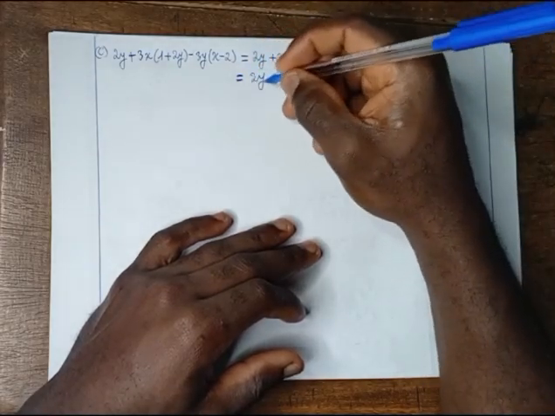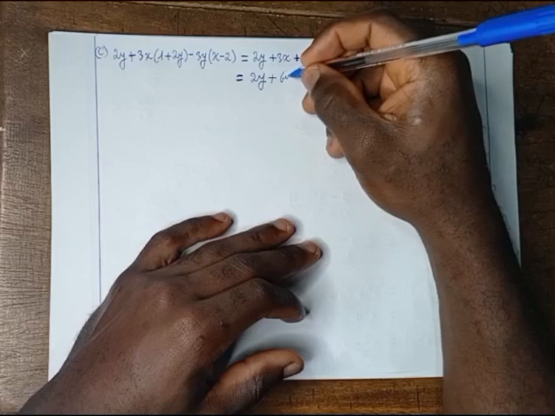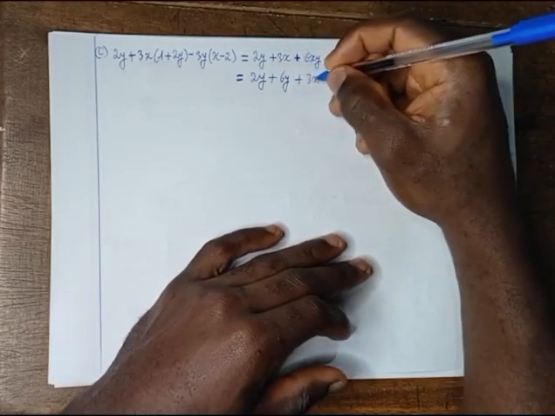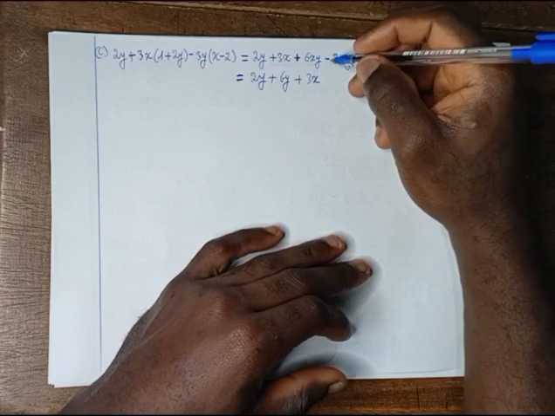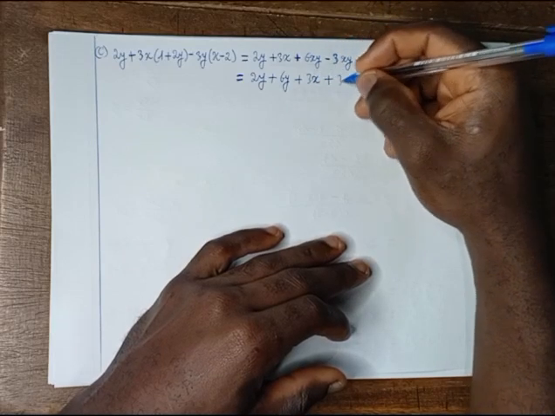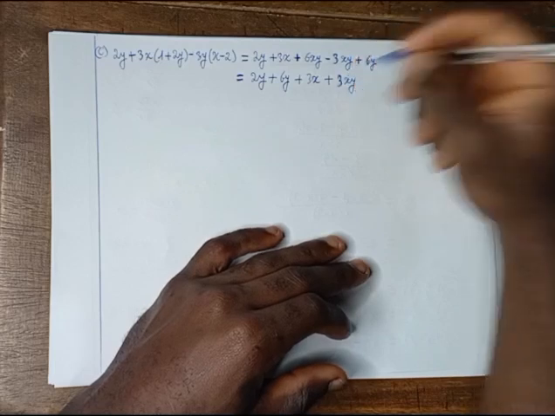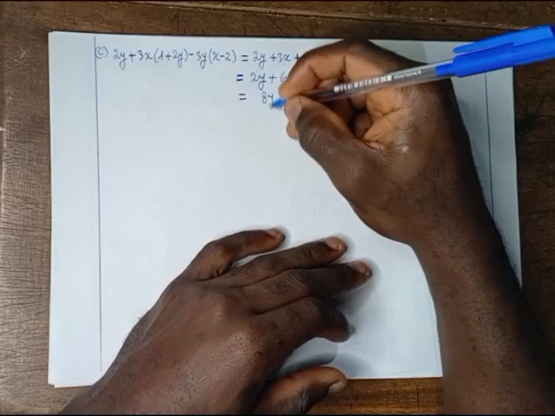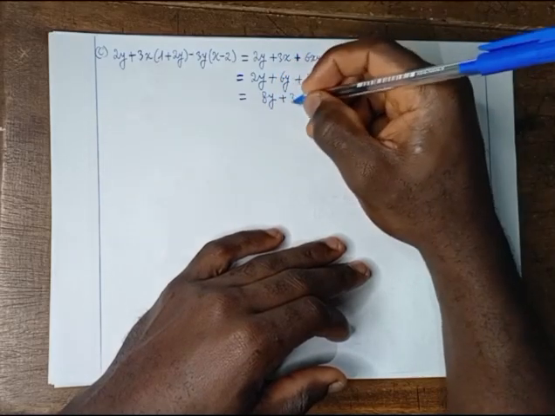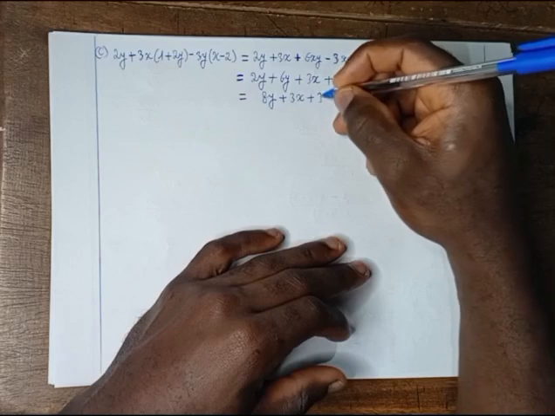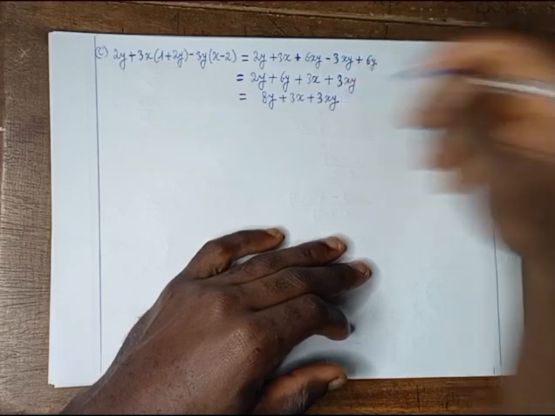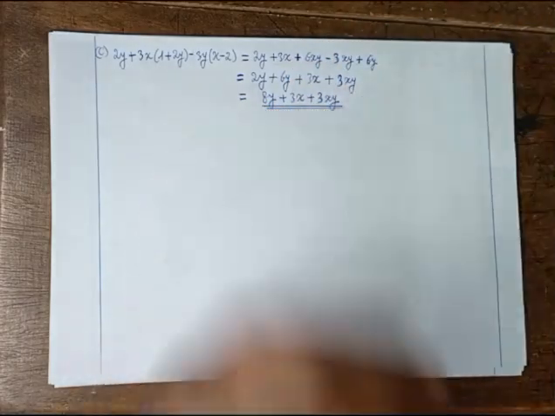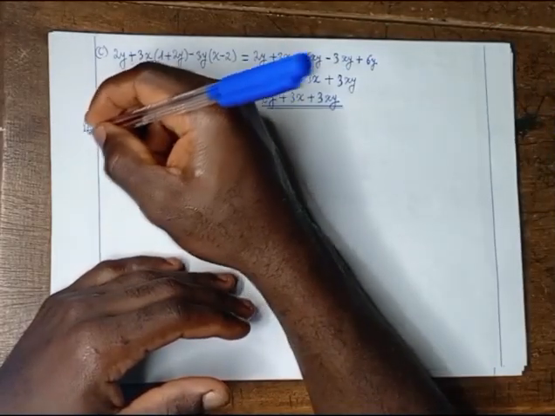This will give us 2y plus 6y plus 3x. Here we have 6xy minus 3xy plus 3xy. This will simply be equal to 2y plus 6y gives us 8y plus 3x plus 3xy. This is the final result. We underline the answer. Next, now we go to question 4.